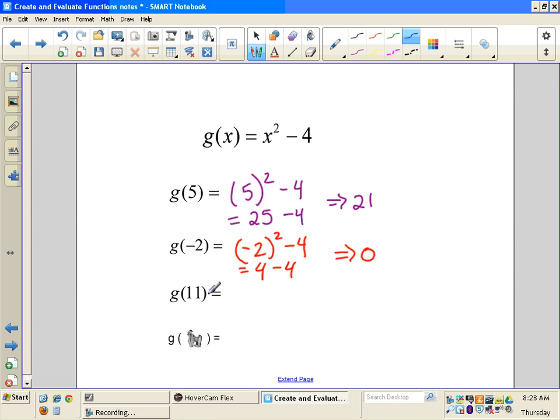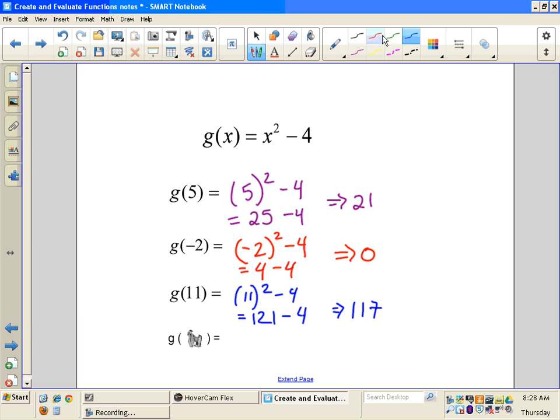If we put g of 11 in, that means it's going to be 11 squared minus 4. Well, 11 squared is 121 minus 4 is going to be 117 as my output.